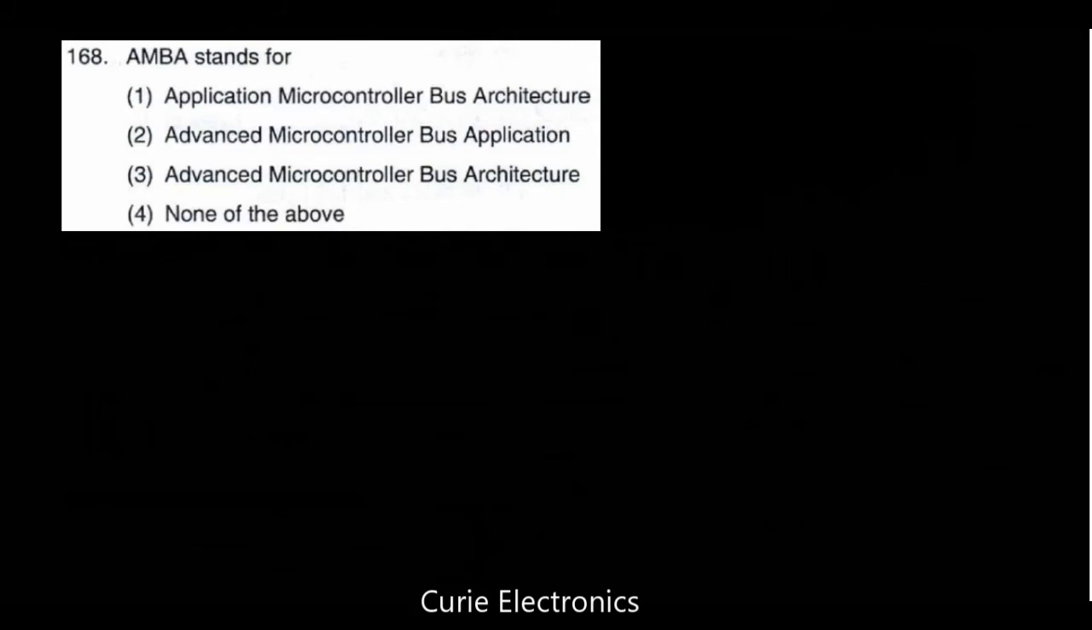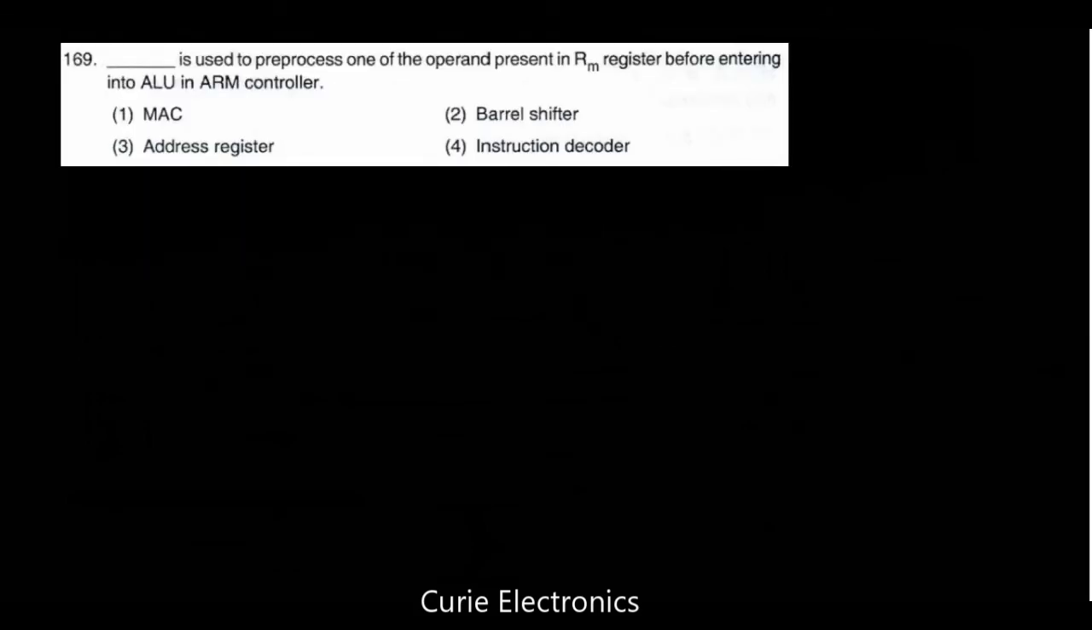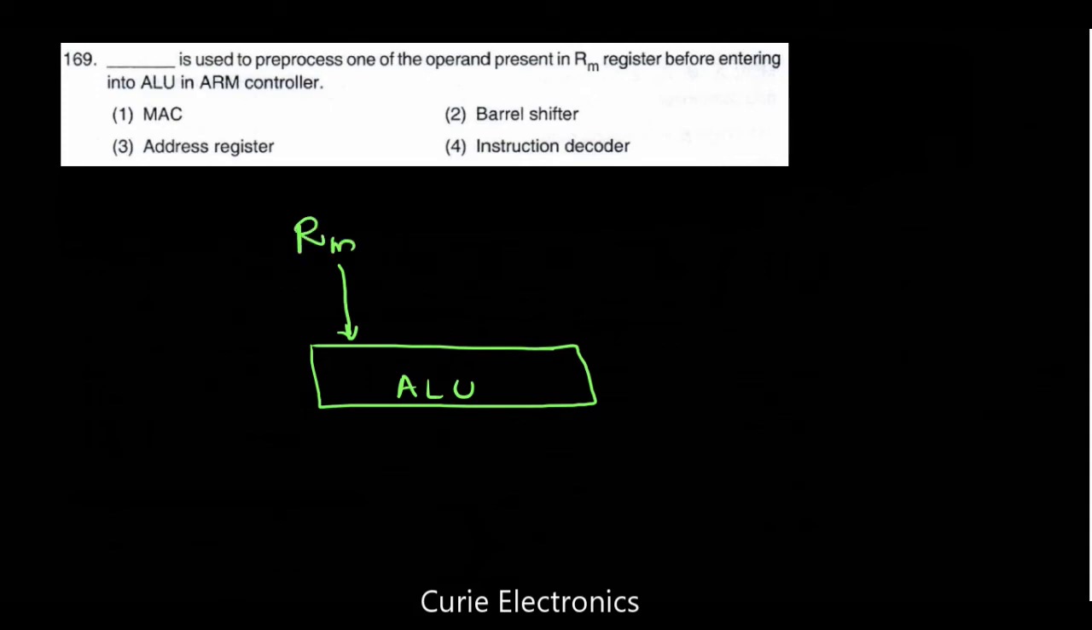AMBA stands for Advanced Microcontroller Bus Architecture. Advanced, it comes in the ARM microcontroller. Dash is used to pre-process one of the operands present in the Rm register before entering the ALU in the ARM controller. So in the ARM controller, we have an ALU. If you are not doing any pre-processing from the Rm register, it comes directly to the ALU.